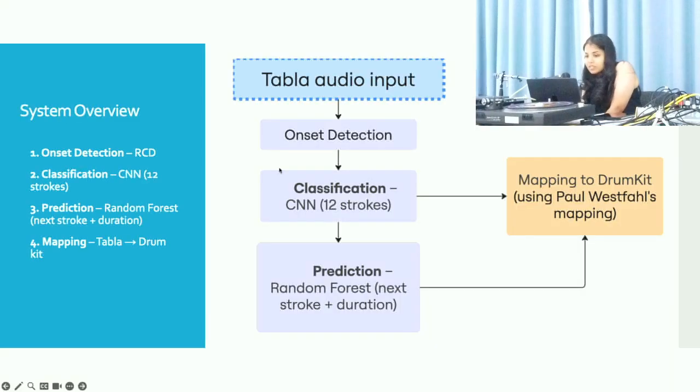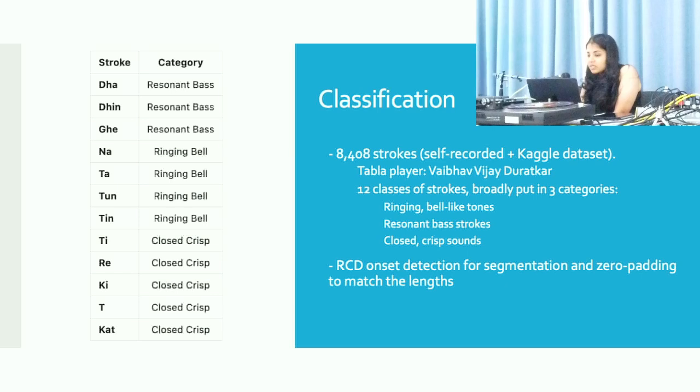So the system overview right now is that you send in the tabla input, it detects the onsets, and classification happens using the CNN model. Roughly, I've chosen 12 major strokes. There can be other strokes as well, like minor strokes, which I haven't classified yet. These are broadly the 12 strokes which are most commonly used. And then it has the prediction model, which predicts based on the last couple of strokes.